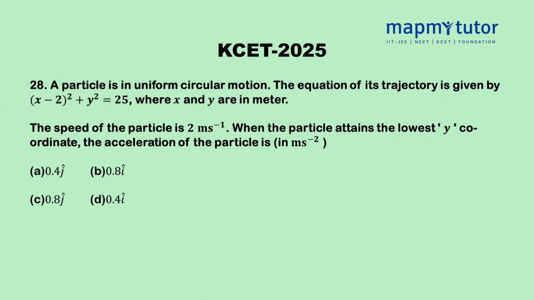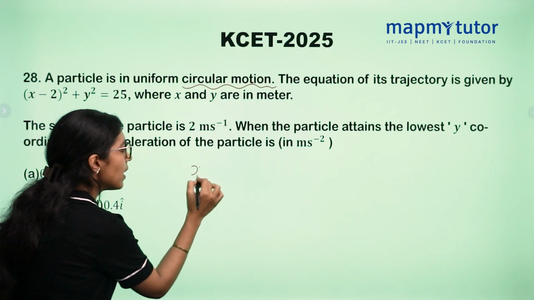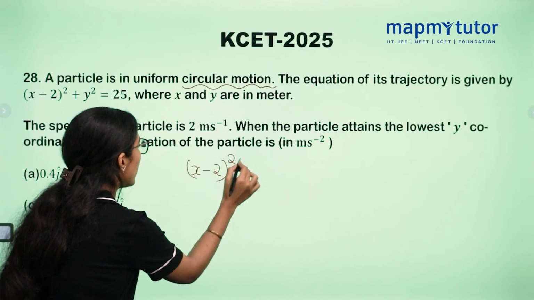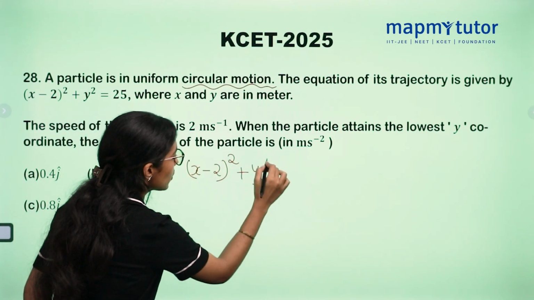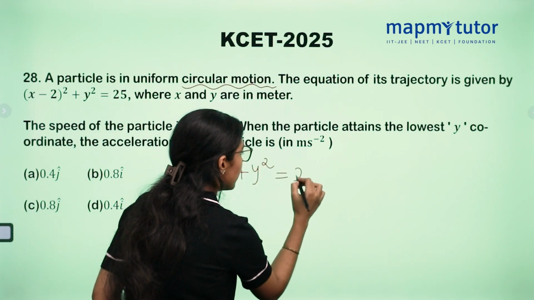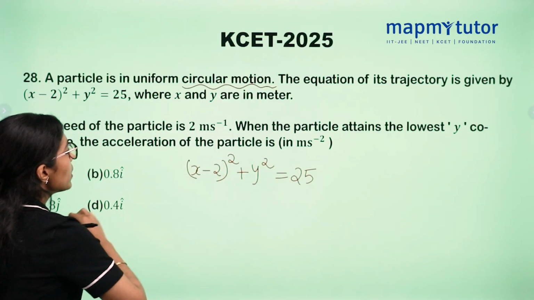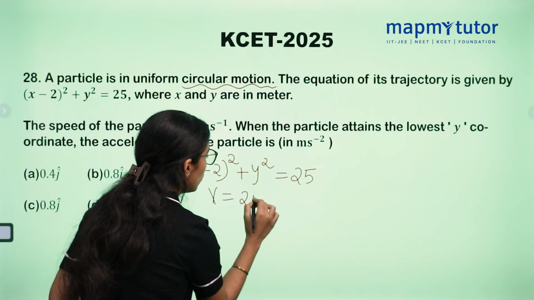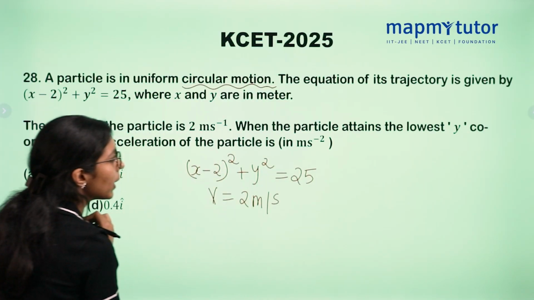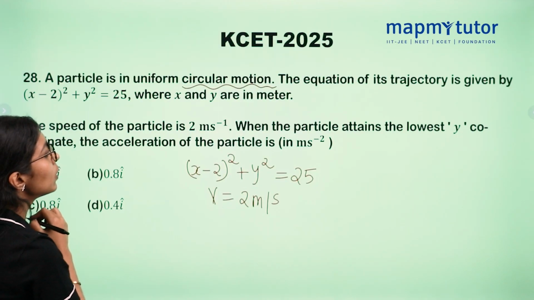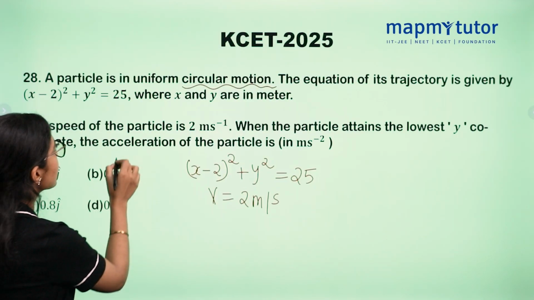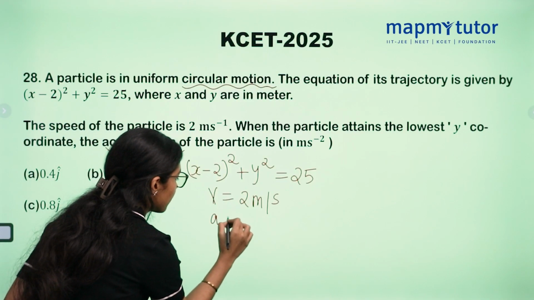A particle is in uniform circular motion. The equation of its trajectory is given by (x − 2)² + y² = 25. What is given to you? Velocity, 2 meters per second. When the particle is at the lowest y coordinate, you need to find out the acceleration.